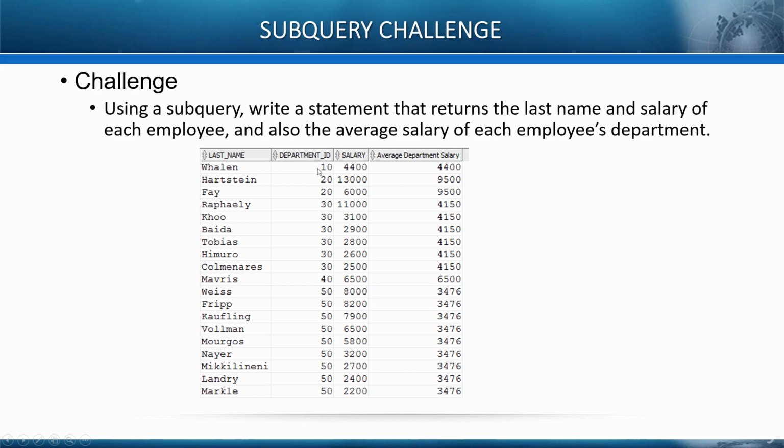So Whalen, who belongs to department 10, has a salary of 4,400 and the average salary for that department is 4,400. Hartstein and Fay, who belong to department 20, each have different salaries, but they have the same average salary because they come from the same department. So the idea is to return a list of all employees, their departments, the salary that each of them earns individually, and then add an extra column that shows the average salary within each department. The script that I've written to accomplish this task is attached to the resources for this lesson. So try the exercise on your own and then refer to my own solution.